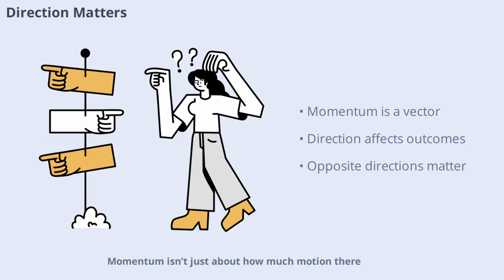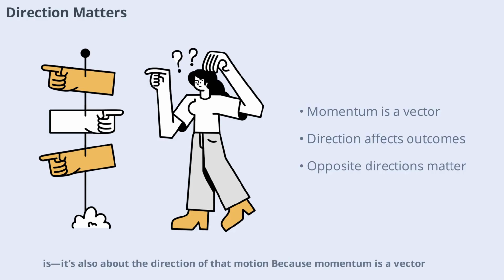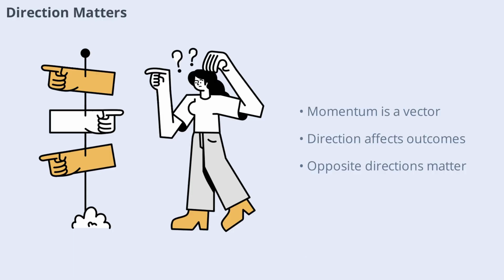Momentum isn't just about how much motion there is, it's also about the direction of that motion. Because momentum is a vector, the direction in which an object moves is just as important as its speed and mass. For example, two cars moving at the same speed but in opposite directions have momentum that points in opposite directions. This directional aspect becomes especially important when we analyze collisions and predict outcomes.